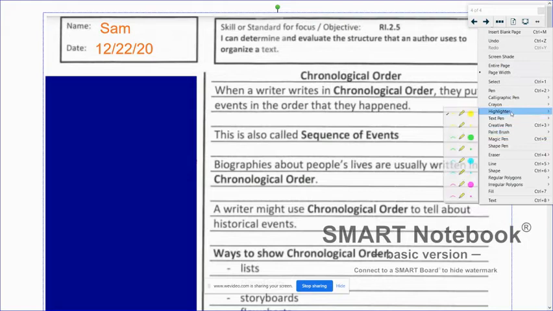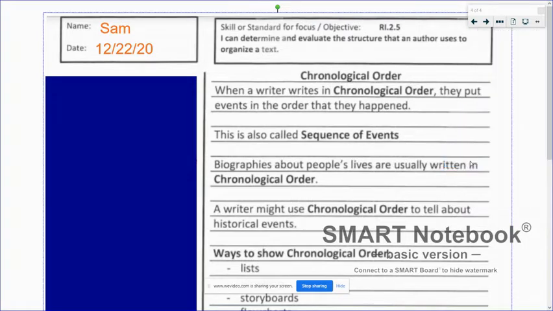You should have a highlighter or some kind of light colored crayon or pencil that you're going to go over the words that we're going to highlight. The skill is: I can determine and evaluate the structure that an author uses to organize a text. So you are looking at how a text is organized. And the goal is that when you read a passage, you could determine which of those 4 types we've covered the author has used.